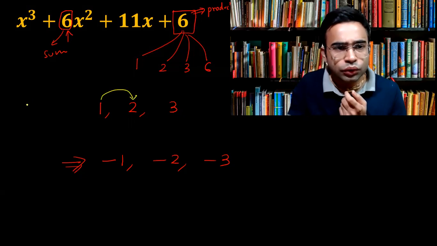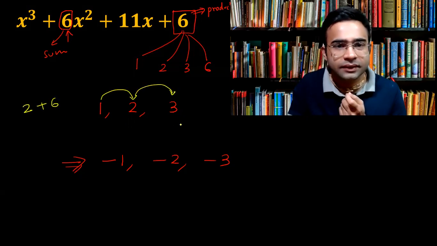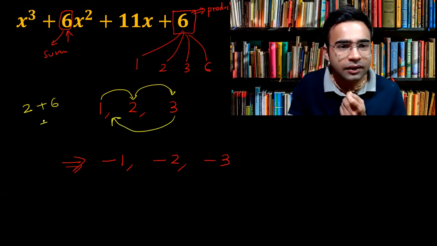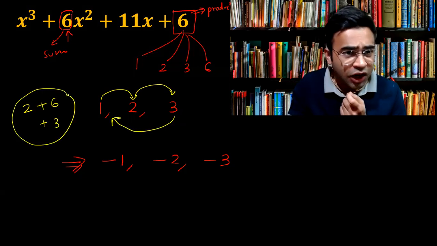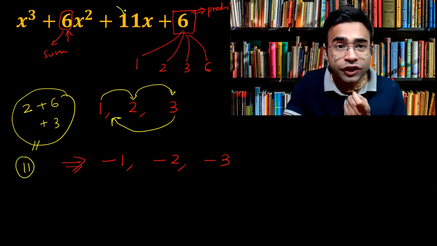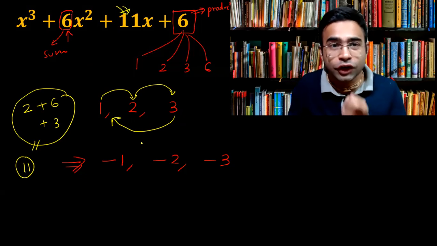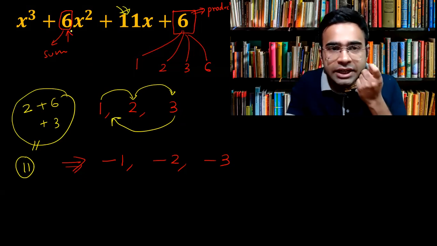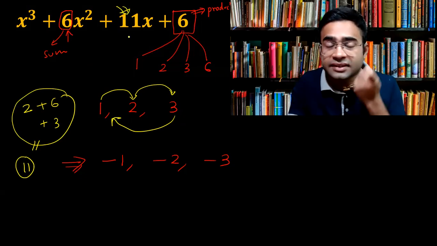What is 1 into 2? 2. 2 into 3? 6. 3 into 1? 3. Add it. How much is it? Of course, it's 11. And that 11 is the coefficient of x, kids. So every term or coefficient that you see has a significance.